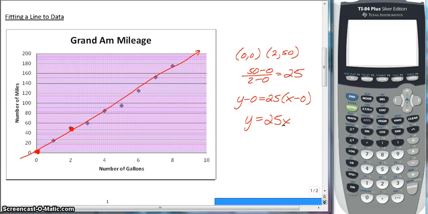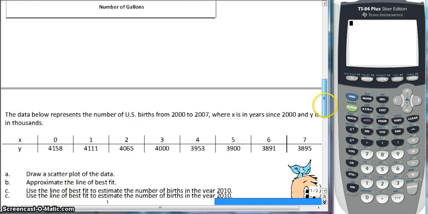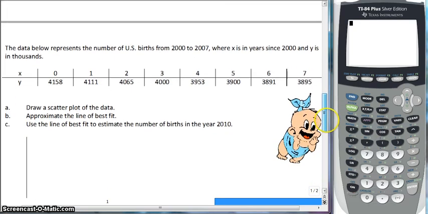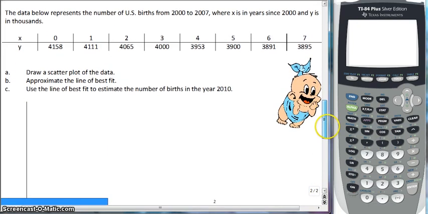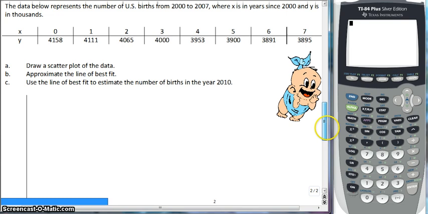Is that perfect? No, it's not perfect. We don't know. I mean, it could have been 24.8 miles to the gallon. This is just our rough sketch and trying to do it by hand. It's not very accurate. So what we're going to do is we're going to move on to the next page, and I'm going to show you how you can use that fancy calculator that you have, and we are going to do a little bit of data analysis with it.